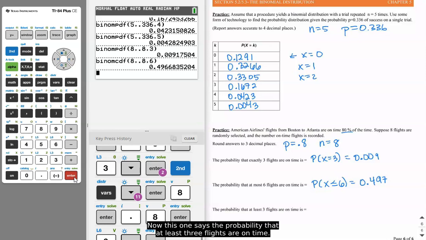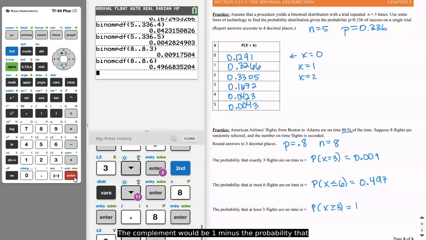Now this one says the probability that at least 3 flights are on time. So the probability of at least would be x is greater than or equal to 3. Now our calculator does not do this, right? It only calculates to the left. So we have to write it as a complement. So the complement would be 1 minus the probability that x is less than or equal to 2. This one corresponds to 2, 1, and 0. And this corresponds to basically 3, 4, 5, 6, 7, and 8. So if we think about adding all the probabilities together, they'd all be included there and sum to 1.